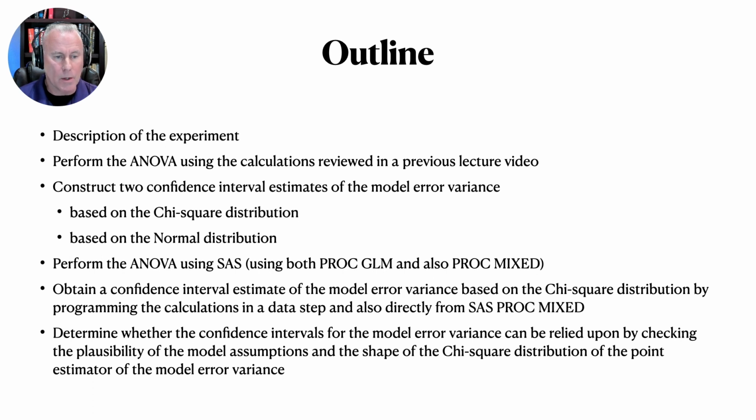We'll also perform the ANOVA using SAS, both PROC GLM and PROC MIXED. We will obtain a confidence interval estimate of the model error variance based on the chi-square distribution by programming the calculations in a data step and also directly from SAS PROC MIXED. And then finally, we'll determine whether the confidence intervals for the model error variance can be relied upon by checking the plausibility of the model assumptions, as well as the shape of the chi-square distribution of the point estimator of the model error variance. So let's get to it.